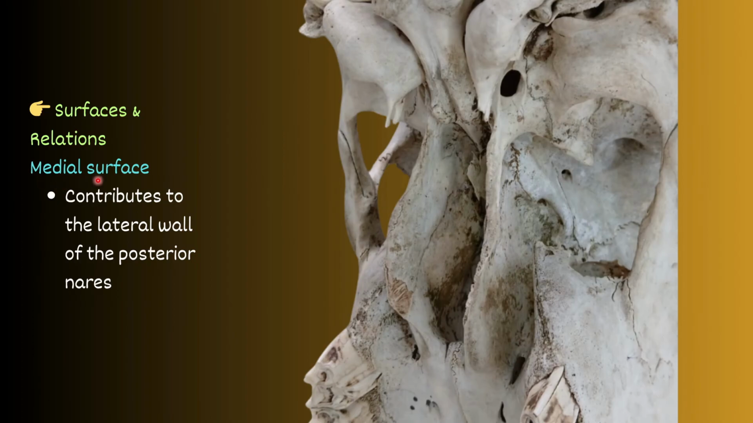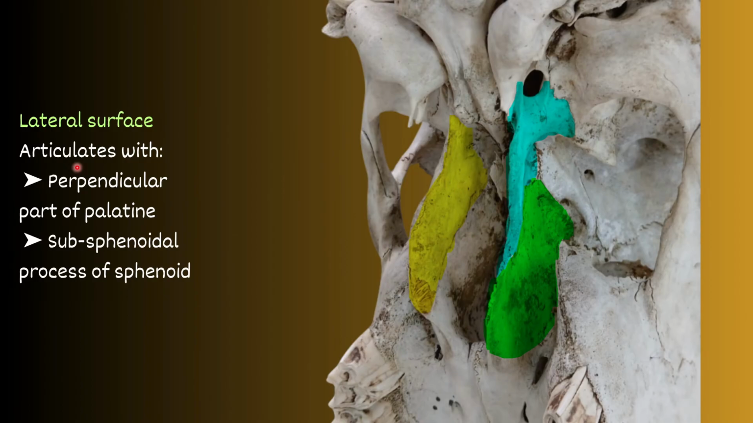If you see the medial surface, this is the medial surface. It contributes to the lateral wall of the posterior nares. The lateral surface articulates with the perpendicular part of the palatine. This is the lateral aspect, and this is the pterygoid bone. On the lateral side it articulates with the perpendicular part of the palatine. On this side you will find this pterygoid bone, and on the lateral aspect you will find the perpendicular part of the palatine bone.